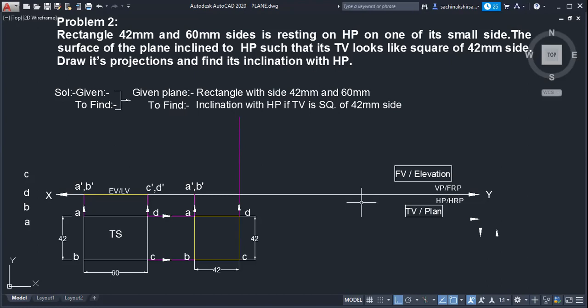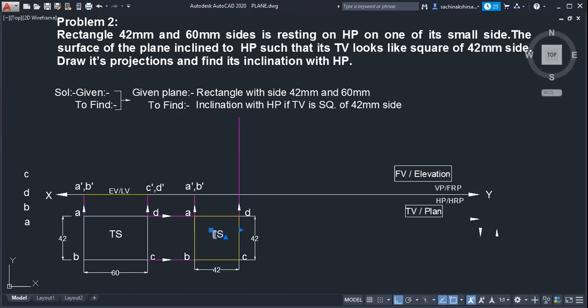Have you drawn? Yes, sir. Now what do we have to do? Very simple. This is the C dash D dash apparent. We have to locate C dash D dash now. How can we locate it? Very simple.